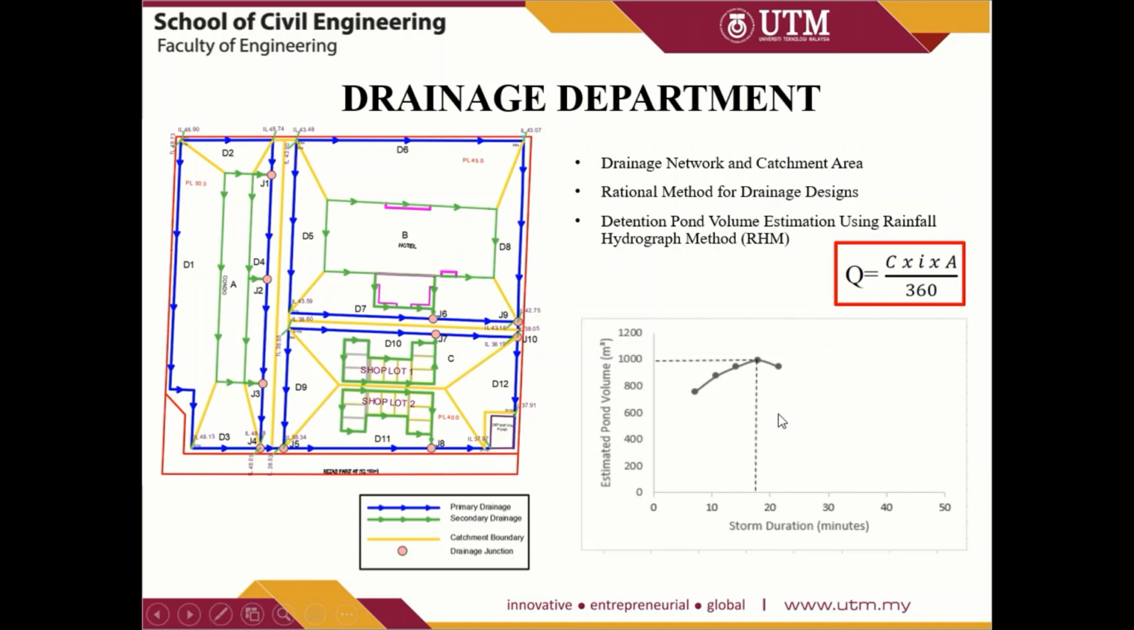And then from the graph here, we can see that the estimated pond volume required is 990 cubic meters, since the highest storm duration is 18 minutes. This design is important to prevent overflow and flood, especially during rainy days.